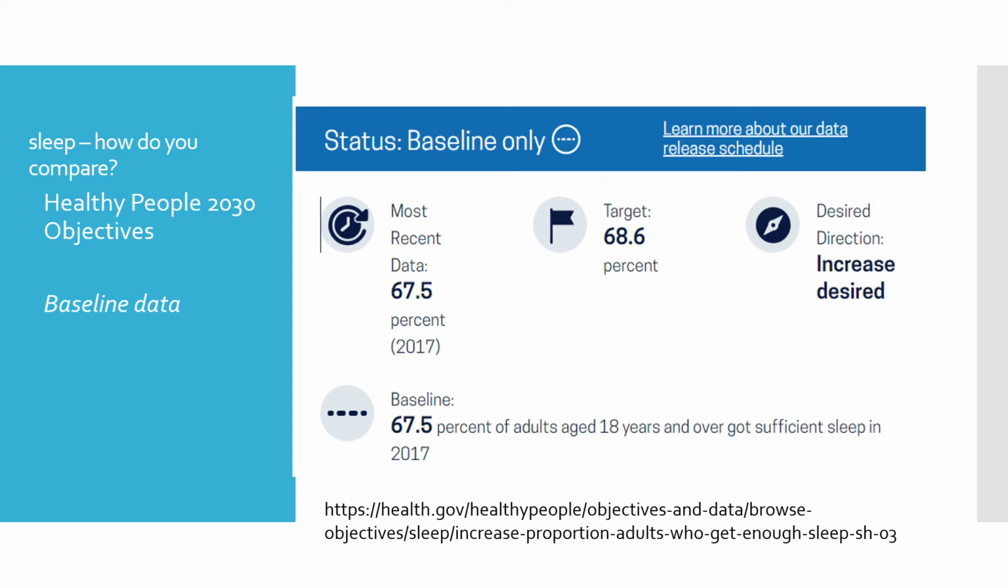So right now we're in 2022. In 2017, when this data was obtained, 67.5% are getting sufficient sleep. The target is 68.6%. So the desired direction is increased. So about 67.5% of adults over the age of 18 get sufficient sleep. And this data is collected either through medical evaluations, because some of these are how many people have been tested for. So this one is more of a questionnaire that is voluntarily obtained.